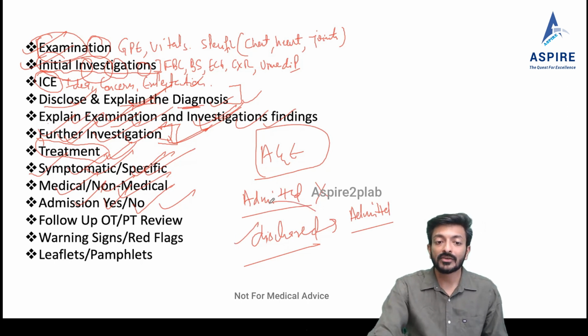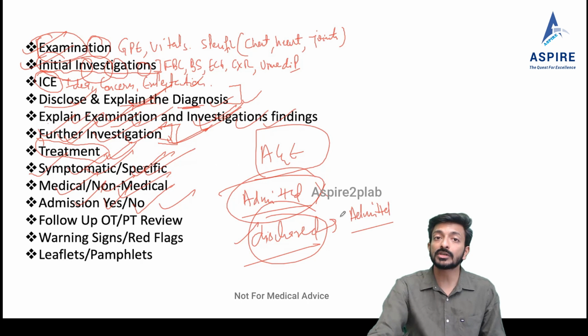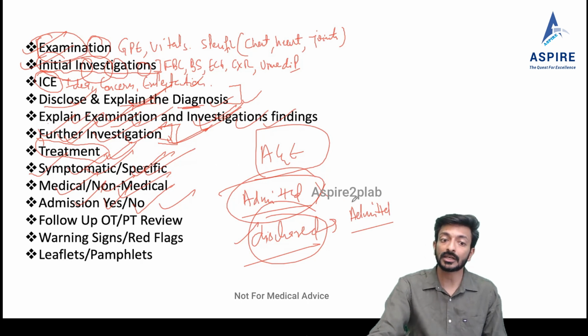So you have to see, we are discharging or admitting the patient. Make sure you are being a safe doctor. If you are not sure whether to admit or discharge, take the help of your senior, or maybe keep the patient for some time in the observation and call your senior. That's the best approach, right? We have to show we are safe doctors.